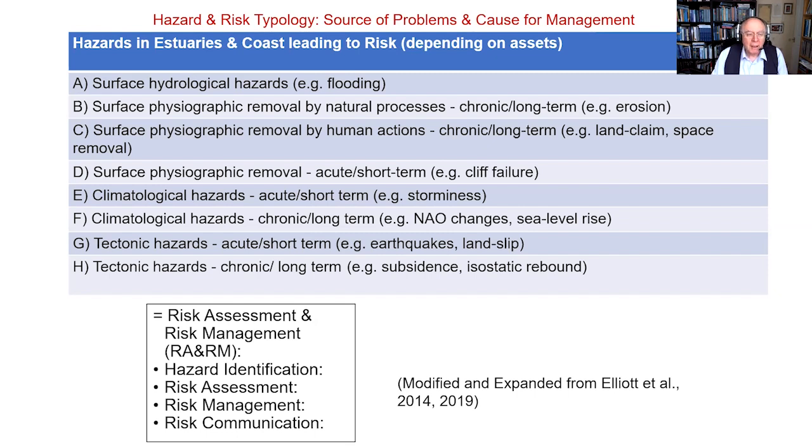And a while ago, we started trying to look at what's called a hazard and risk typology, where a hazard is something that occurs, and it might occur by natural or human actions, and it becomes a risk when it affects something that we value. So you see these are a set of, in many cases, natural events. Many of these are naturally occurring, like storminess and earthquakes and subsidence. So they all occur naturally, but if they affect something we value, that hazard becomes a risk.